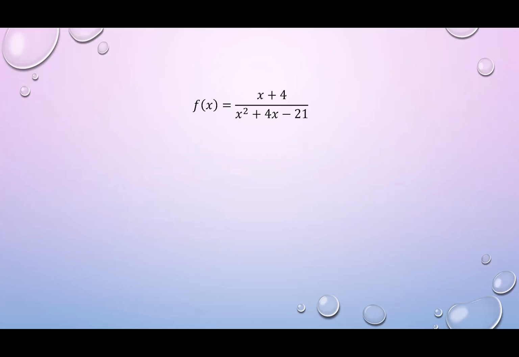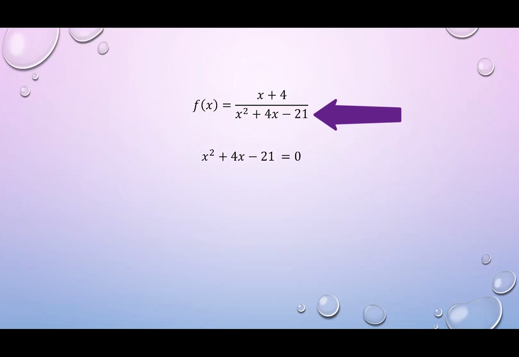As an example, if I have f of x is x plus 4 over x squared plus 4x minus 21, we are going to completely ignore the numerator. It's not part of how we find the domain. Instead, we want to focus on the denominator and set it equal to 0.